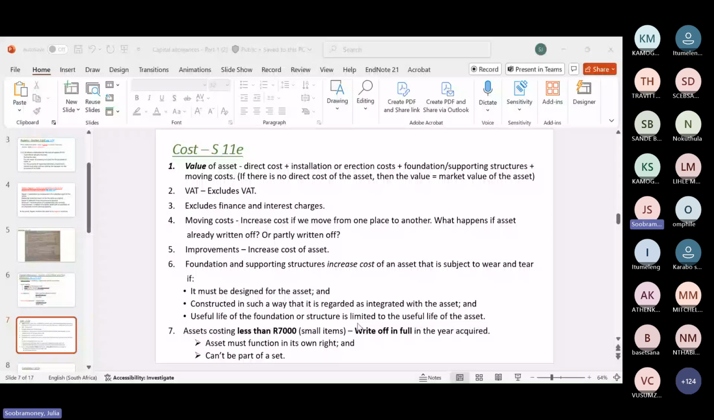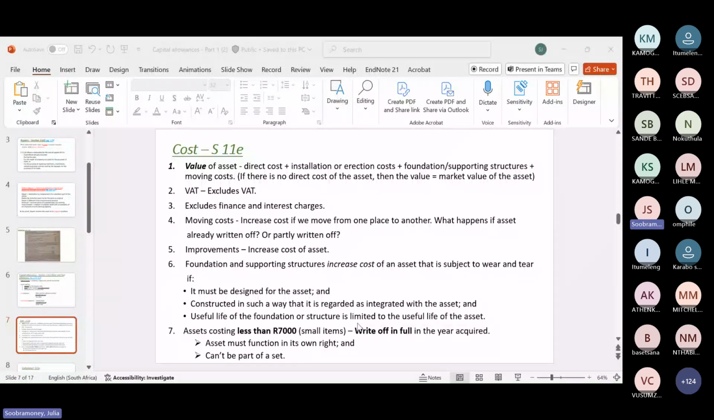Okay, so remember, we're speaking about costs being capitalized, right? So if I'm going to capitalize this moving cost to this asset, I need to ask myself, has the asset been written off or not? Because now this cost forms part of that asset, the cost price of the asset. So let's say the asset has got a lifespan of 5 years, and I've already written off 2 years, and now I decide to move. How am I going to write off that moving cost now? Because it's an integrated cost with that asset, right?